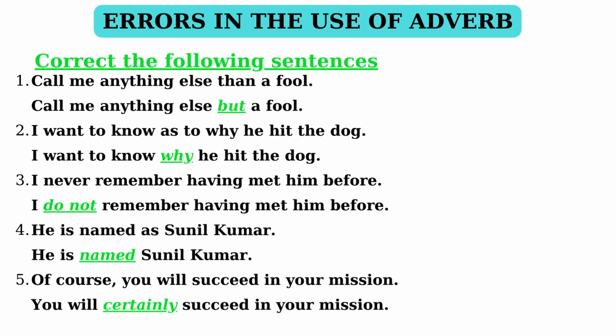In sentence 2, I want to know as to why he hit the dog. As to is unnecessarily added to why. It should not be used with why. So the correct sentence is, I want to know why he hit the dog.